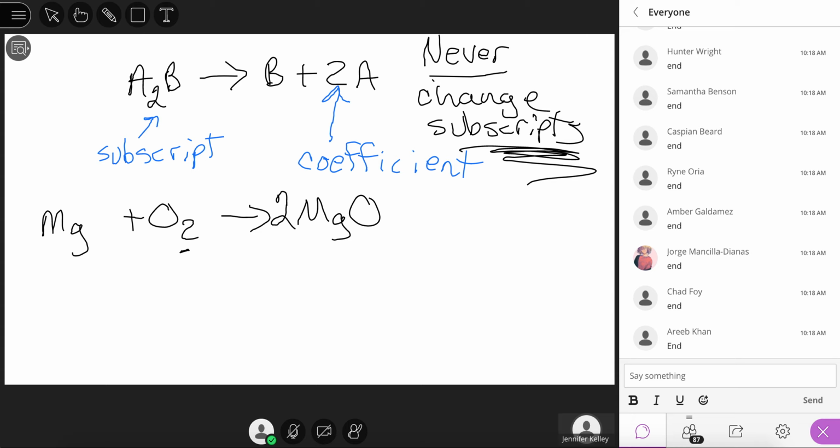So now this 2, I'm going to take the 2 and multiply by the 2 subscripts. The subscripts here are implied to be 1. So 2 times 1 is 2 magnesium. 2 times 1 is 2 oxygen. So we're good on the oxygen, but we need 2 magnesium there. So those are the coefficients and the subscripts and the big difference between the two.